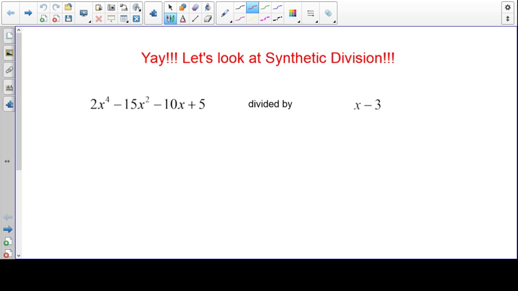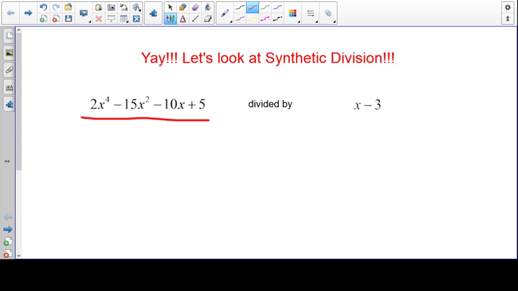So the first thing we want to look at is the way our first polynomial is written. We want to make sure it's in descending order. That means the biggest exponent all the way down to the smallest. So we have 2x to the fourth minus 15x squared minus 10x plus 5. So we're in descending order. That's great. Next we want to ask, is there any missing terms?